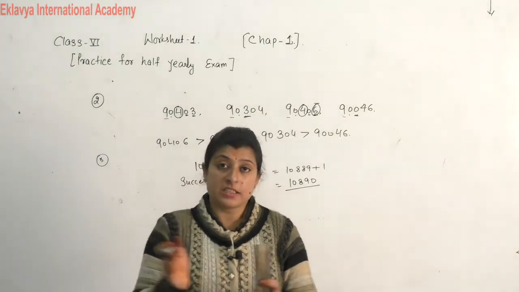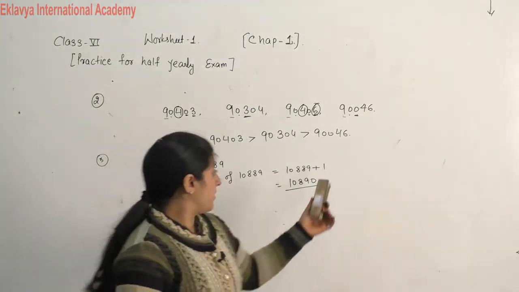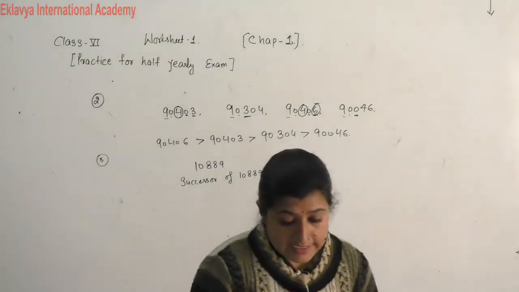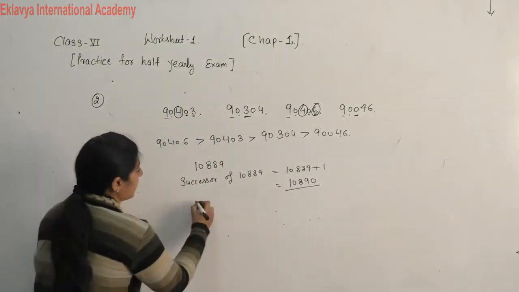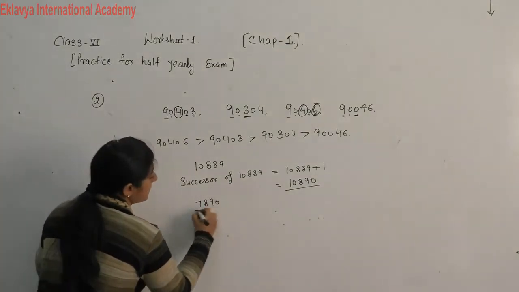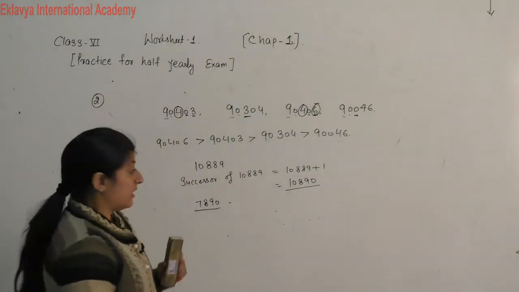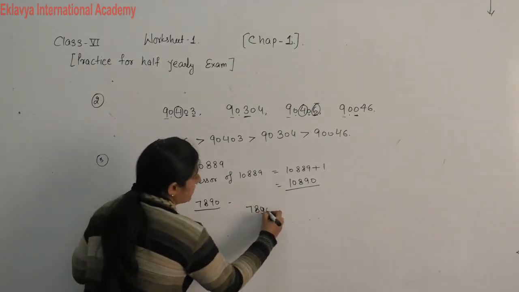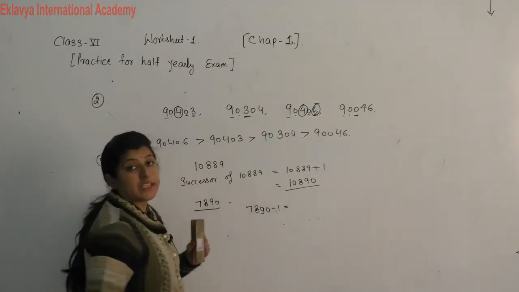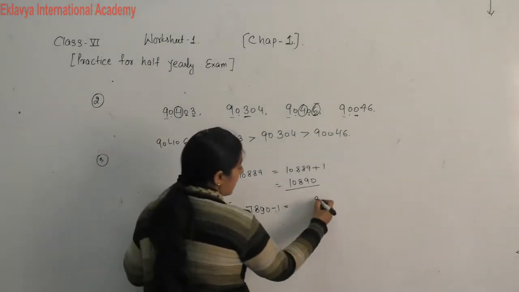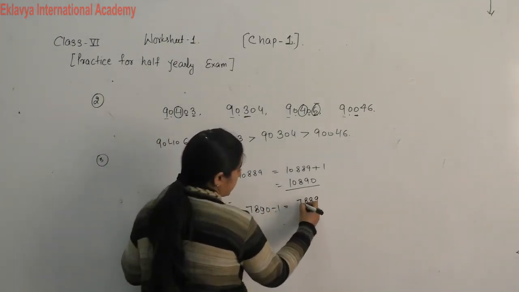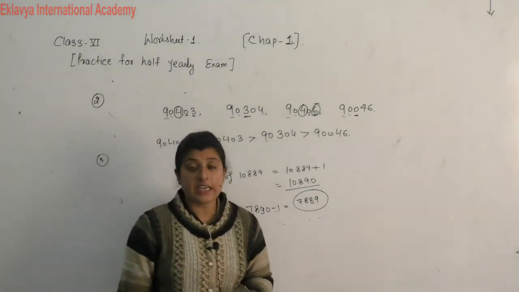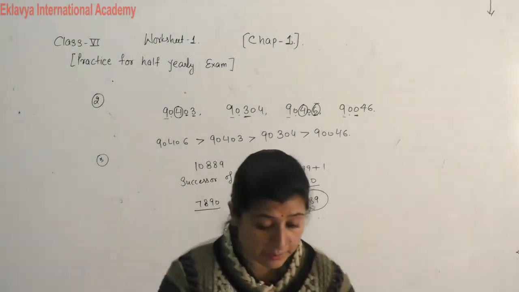Predecessor means just before this number. Write the predecessor of 7890. It means the one number before it. For finding the predecessor of this, we will do minus 1 in it. Then 10 minus 1, 9, 887. Then what is the predecessor of this? 7889. Similarly, you can do the second part.